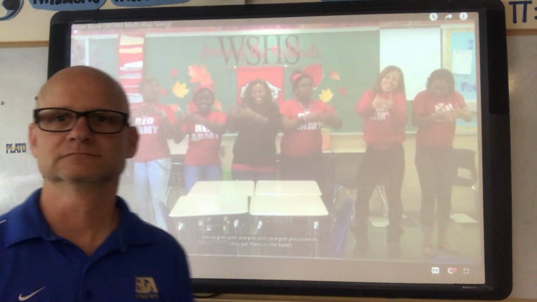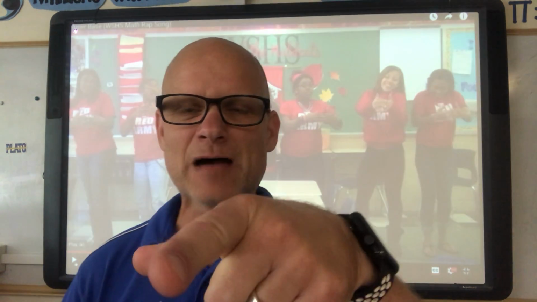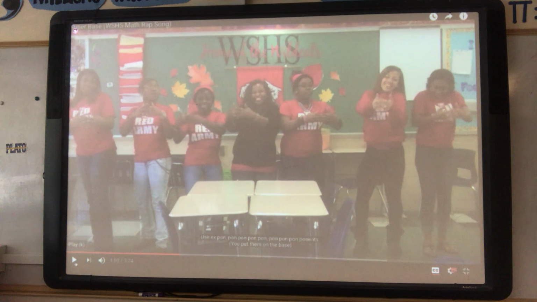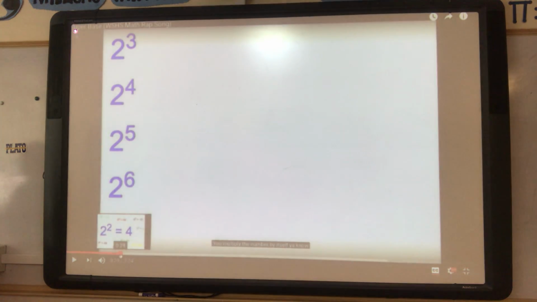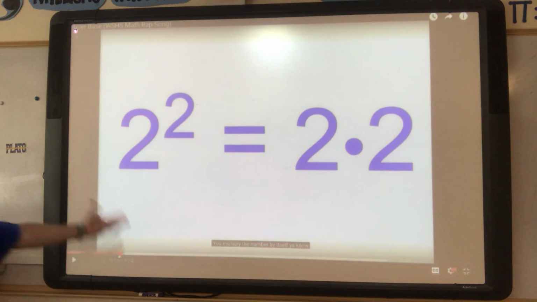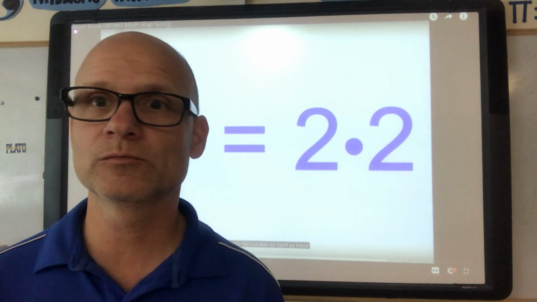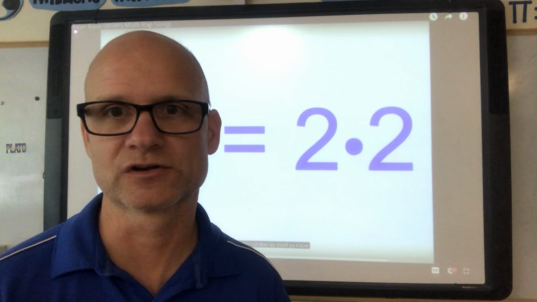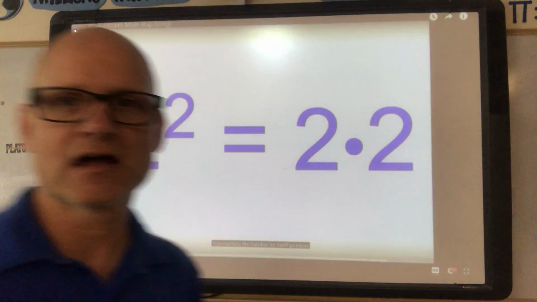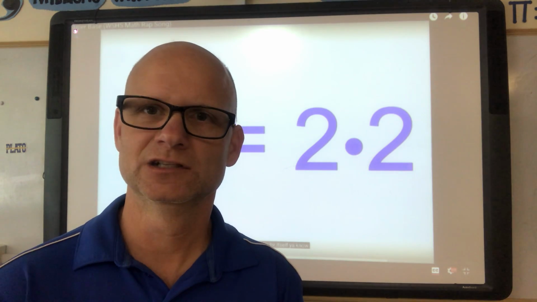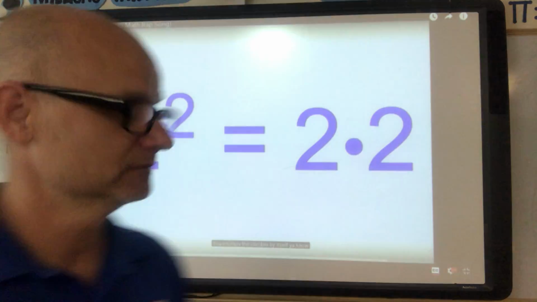Hey there, 8th graders. Today's topic is exponents. I don't know if you noticed a little bit of stuff right here. Exponents, that says 2 to the second power, which is 2 times 2. So we're just going to go a little bit more into this topic of exponents, all right? So get your pencil and paper, that's probably all you need, and we're going to take some notes, all right?